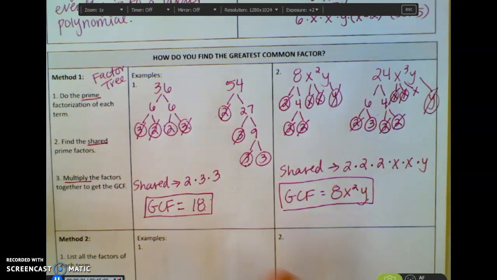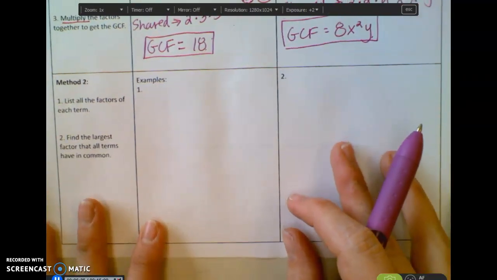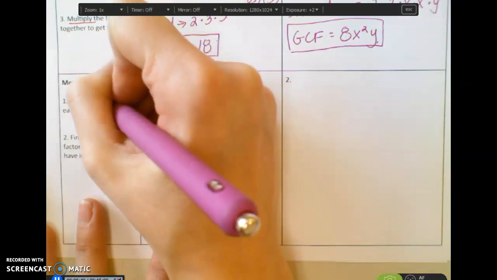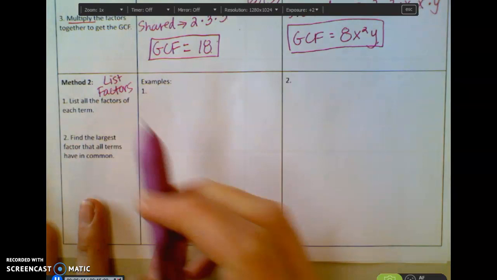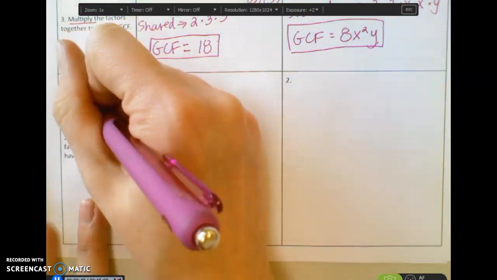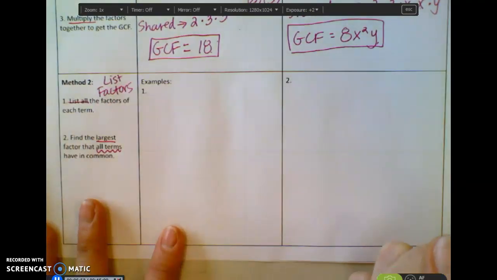Let's look at method 2. So that's the first one, factor tree. What if we don't want to do the factor tree? If not, then we can list the factors. So that's method 2, listing the factors. First thing we do is list all the factors of each term, and then we find the largest factor that all terms have in common.